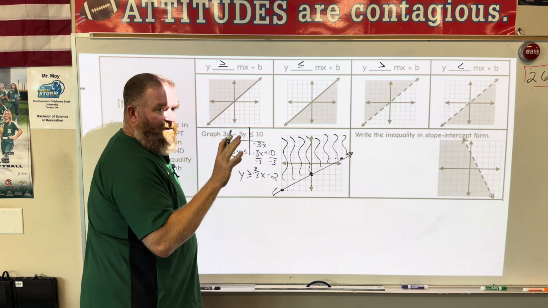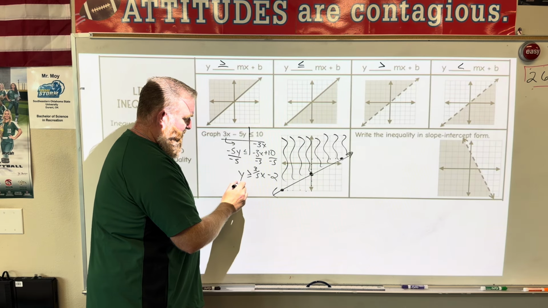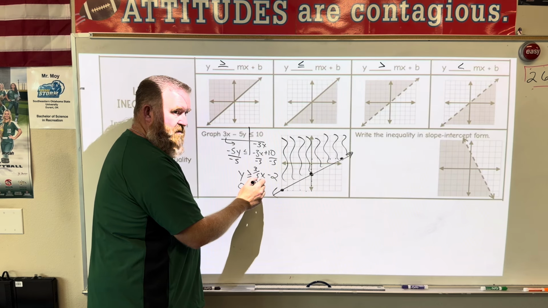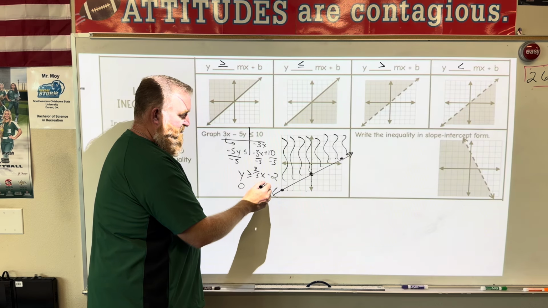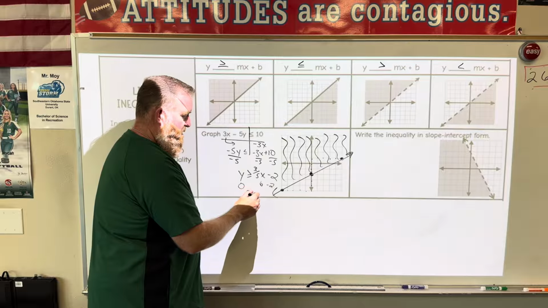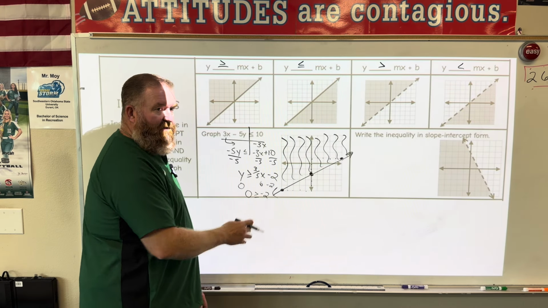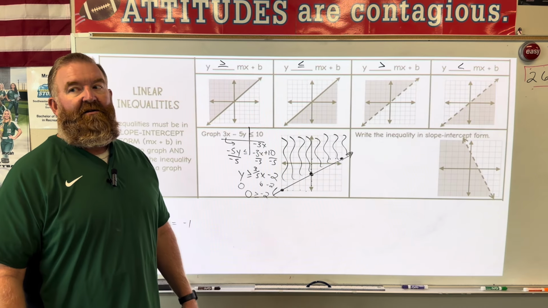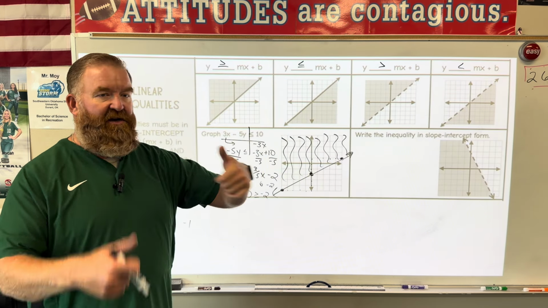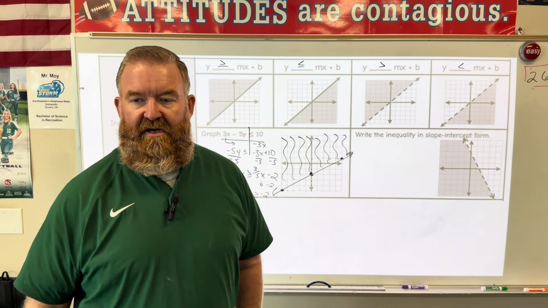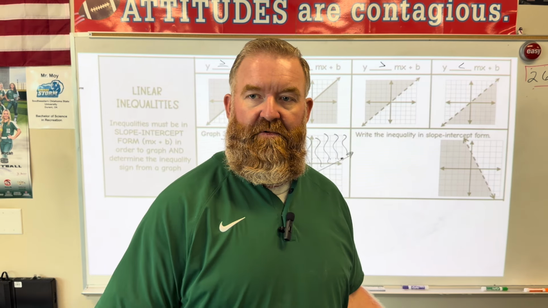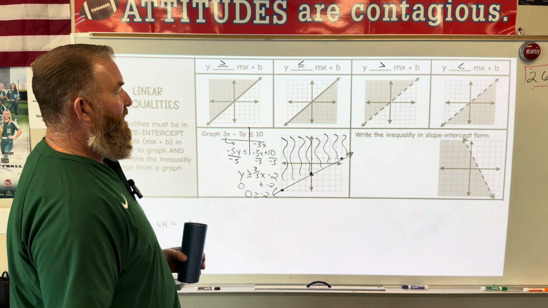So you don't have to do this, but I'm just going to mentally do this. I'm going to put 0 for y. What's 3/5 times 0? 0. What's 0 minus 2? -2. Is 0 greater than -2? Yes, it is. It's in the shaded area. I'm feeling pretty good. I like my answer. If it's in the shaded area, it's true. I'm good. Everybody good?